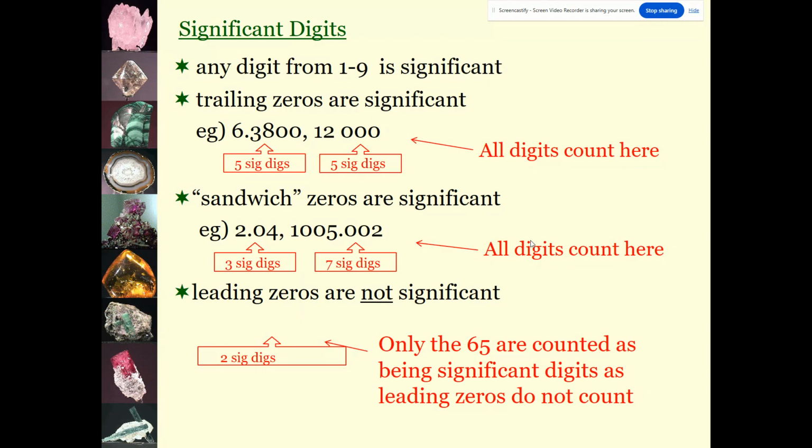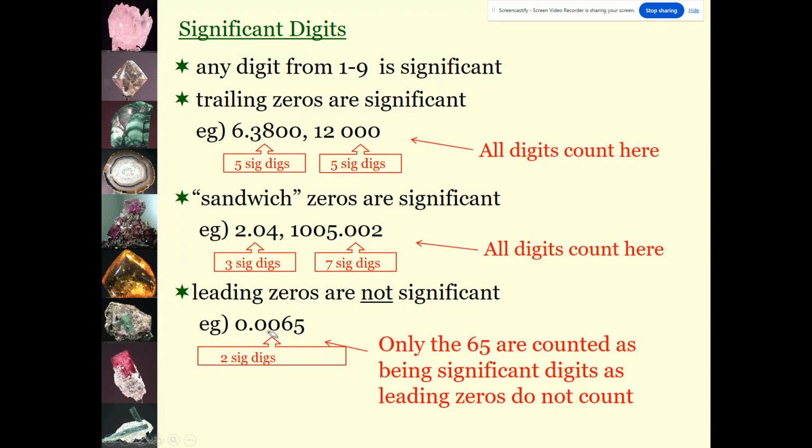Last are leading zeros. These are the zeros that are not significant. So the number 0.0065, those leading zeros do not count. Only the 6 and the 5 count. And so that number only has 2 sig digs in it. Okay? So basically, every digit counts, zeros count unless they're a leading zero. So you have 0 point something. That leading zero and any zeros after it, up to the first digit 1 to 9, do not count.